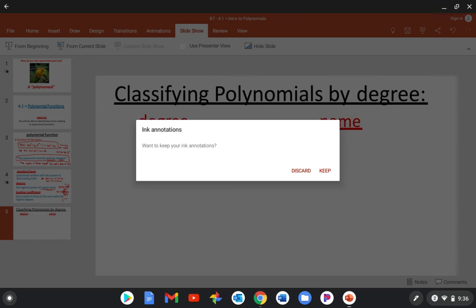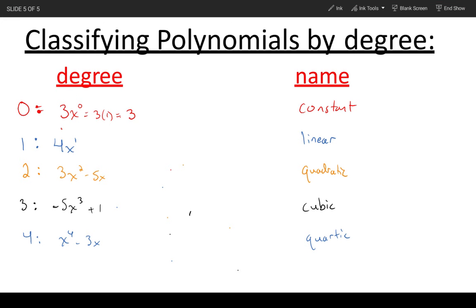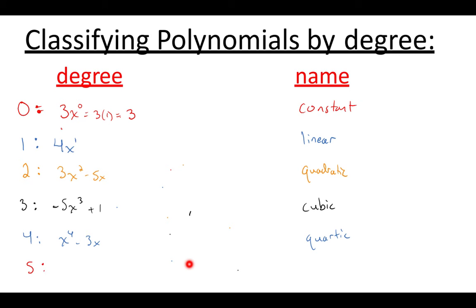And last but not least, this is really all we go. Not sure what happened there. All right, sorry. The last one would be a fifth power, so negative 3x to the fifth, say. This is called a quintic. You don't really use that word much, but there it is, quintic.